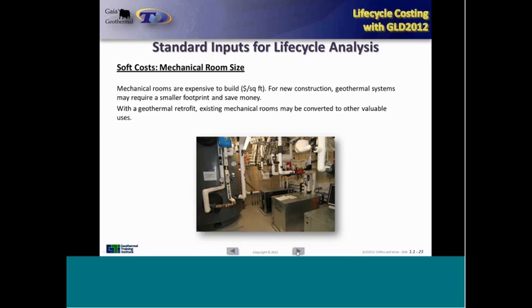If it's a distributed geothermal system, maybe each classroom has a heat pump in it and it's just connected directly to its local loop field. In that case, you wouldn't need the central plant. You don't have to build it. You've just saved $160,000 in construction costs.